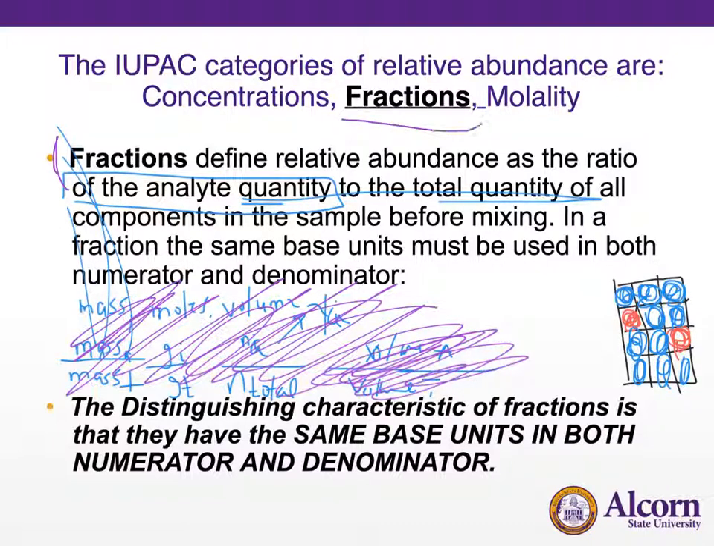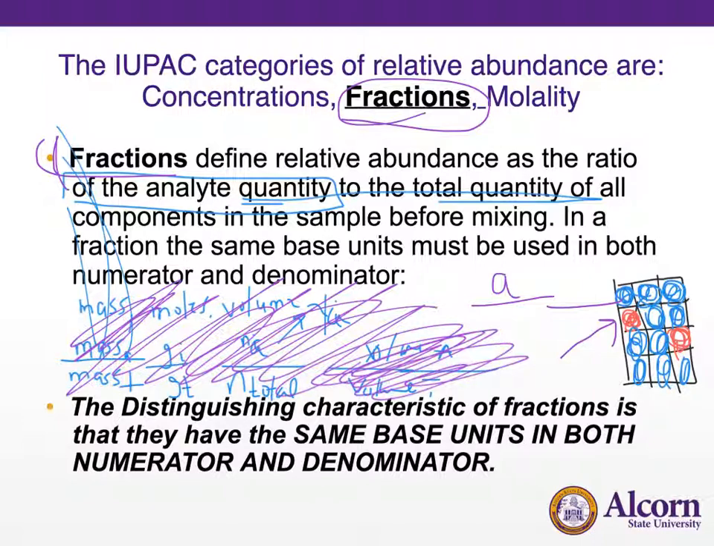So this slide is going to deal with fractions, okay? So fractions define relative abundance as a ratio of the analyte to the total quantity of all components in the sample before mixing, okay? So we're talking about the ratio of everything in the sample, blue and red. So basically the ratio of red to red plus blue, right? So the ratio of the analyte that we're trying to measure over the total sample, which includes all components: component 1 plus component 2 plus component 3 plus component 4 plus component 5.